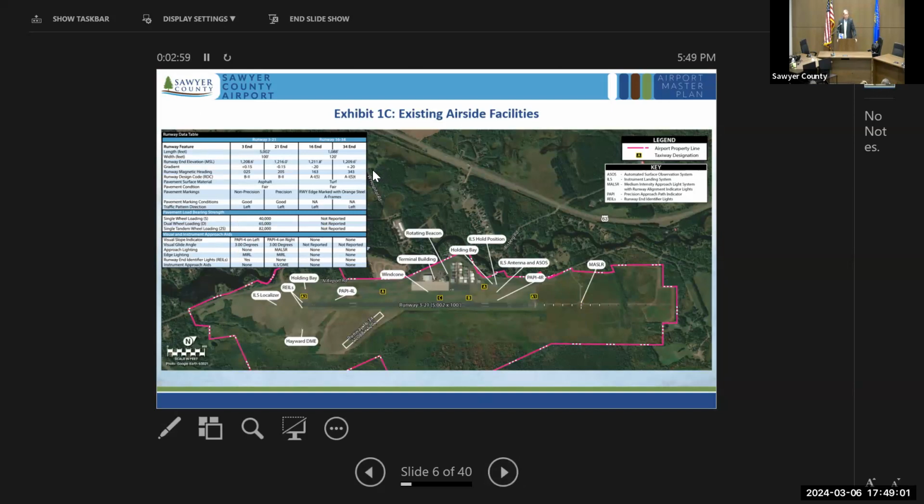It is not, nor will it ever be, a commercial service airport. You're not going to see Delta Airlines or any of the others flying around here. That has nothing to do with our plan. You're not going to see cargo companies coming in and out of here. I want to dispel that real quick.